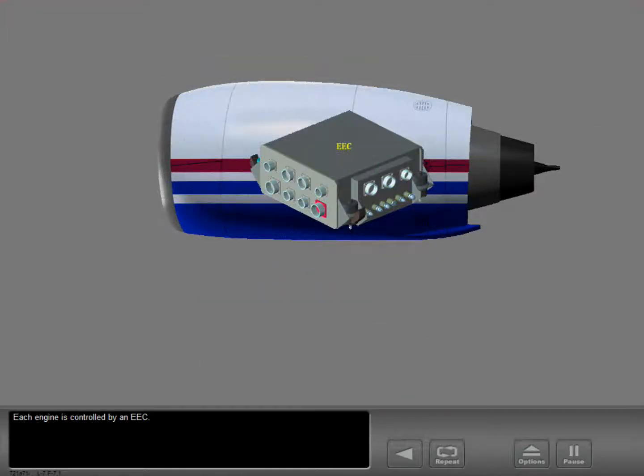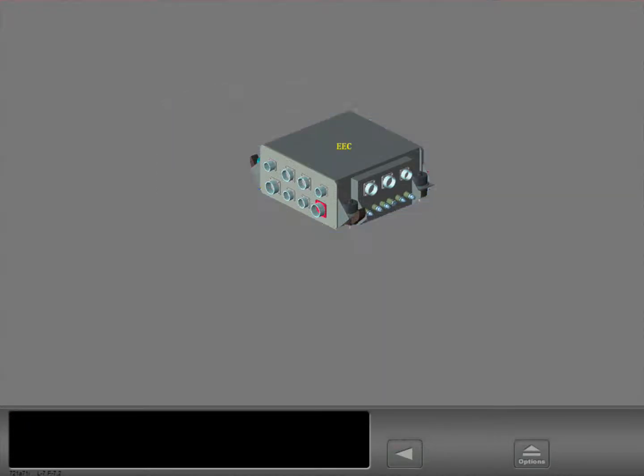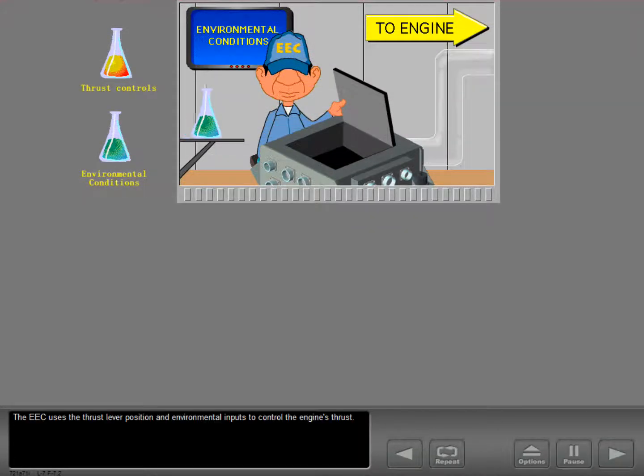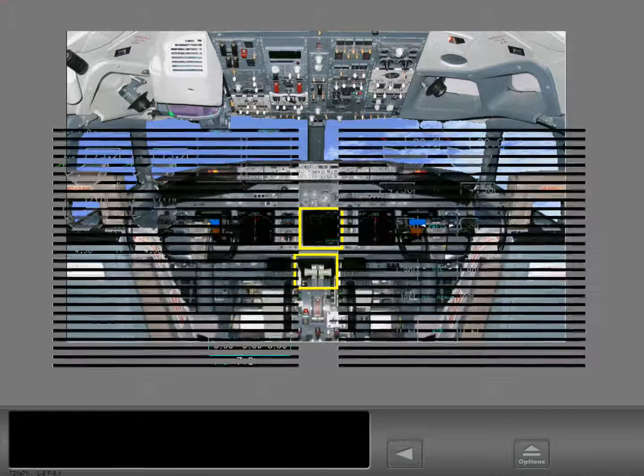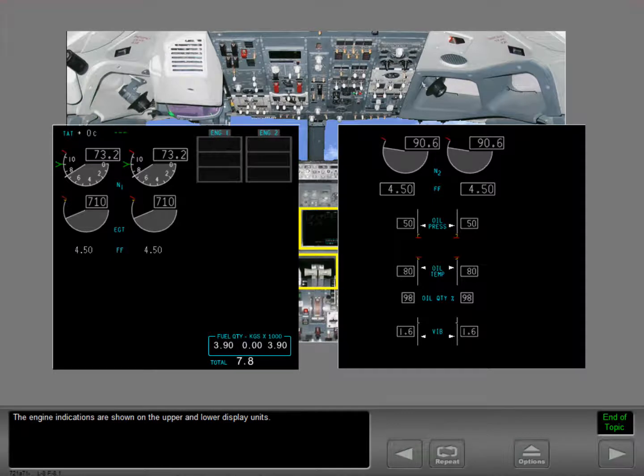Each engine is controlled by an EEC. The EEC uses the thrust lever position and environmental inputs to control the engine's thrust. The engine indications are shown on the upper and lower display units.